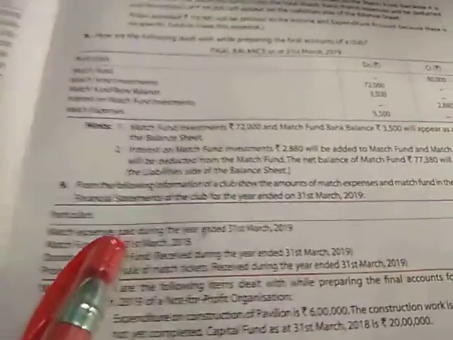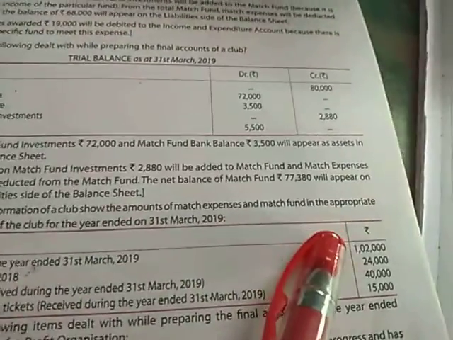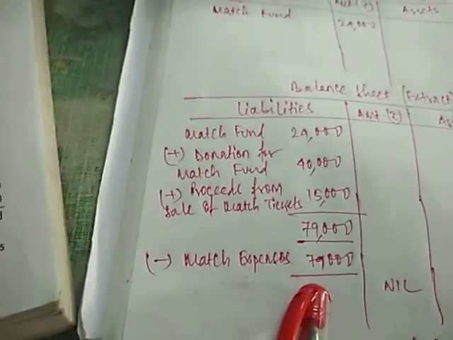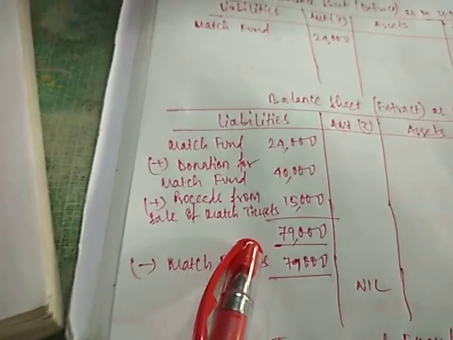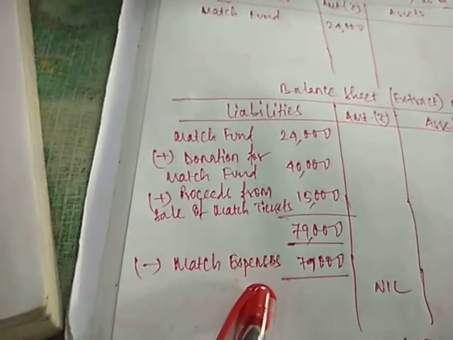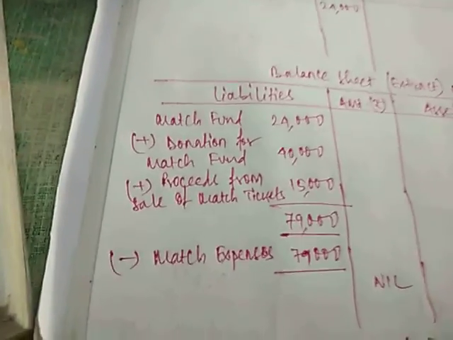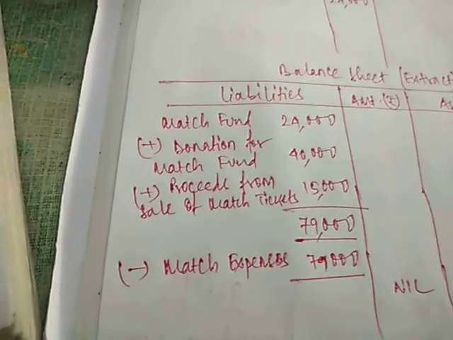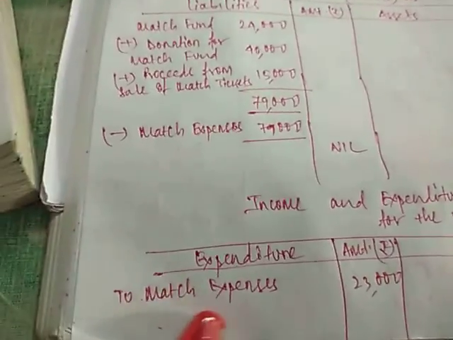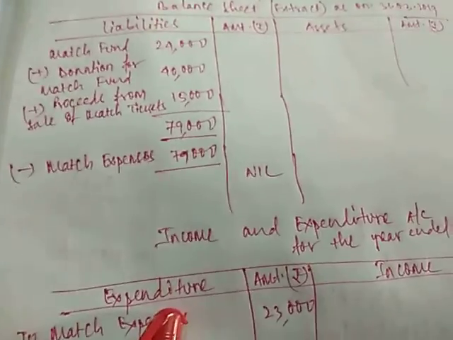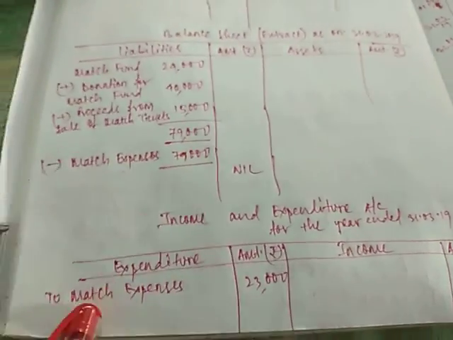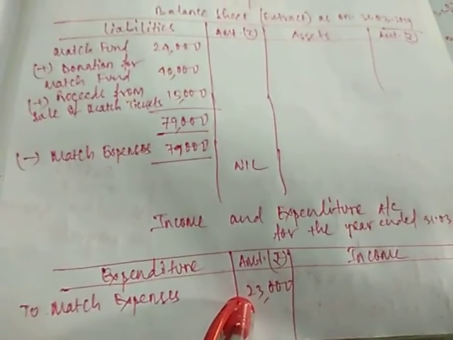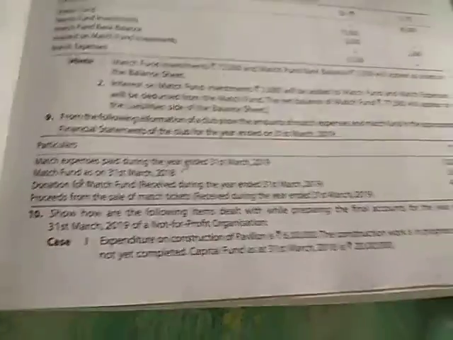Here you can see match expenses paid during the year 1,02,000. From this, 79,000 is already deducted from the match fund. The remaining balance is 1,02,000 minus 79,000, that is 23,000, which will be shown as match expenses on the expenditure side of the income and expenditure account. Here you will show 23,000 match expenses. Now I hope this is clear to all of you.